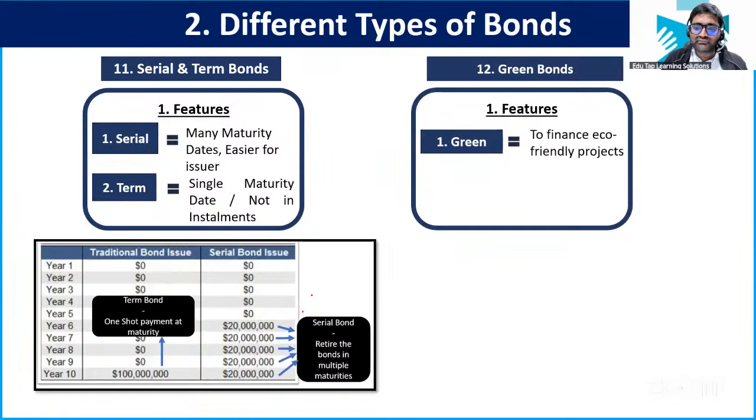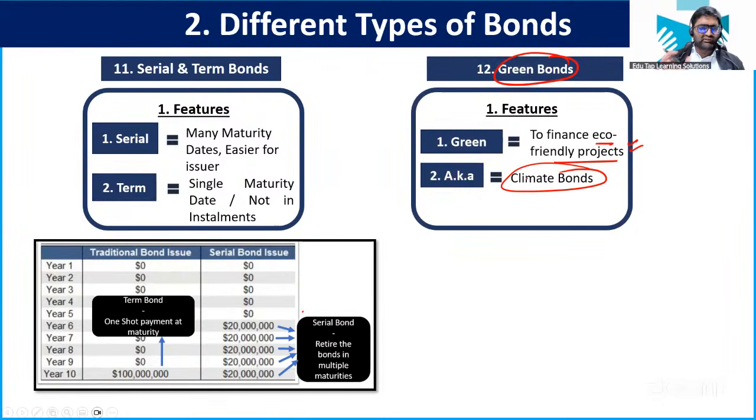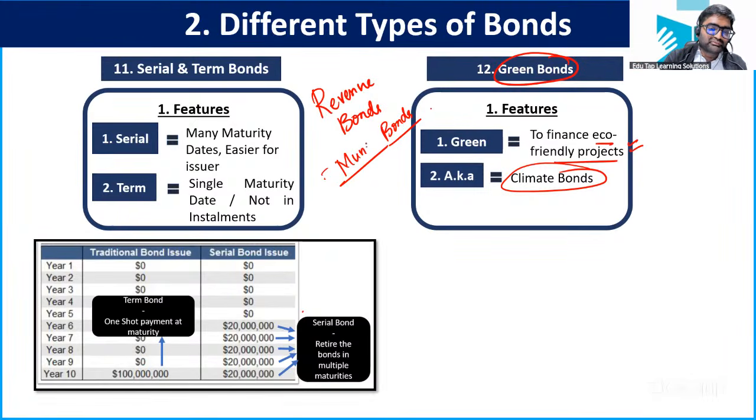Now moving ahead, we have green bonds. We already discussed, if the bonds are issued so as to fund eco-friendly projects, then they are called green bonds. Here they are also called climate bonds. Please remember the other name, very easy, climate bonds. Can anyone tell me in 4 letters what is the other name for revenue bonds? Other name for it, or the initial name for it. That is muni bond or municipal bond, isn't it? Please remember the other names.